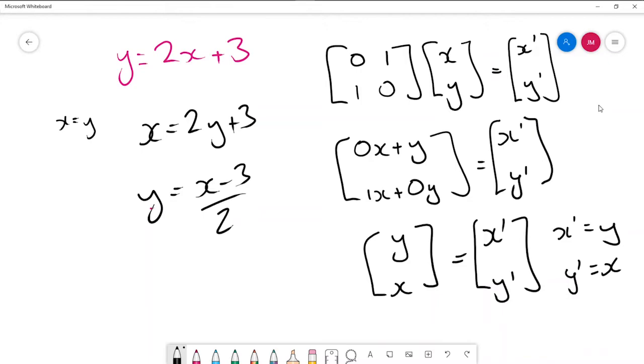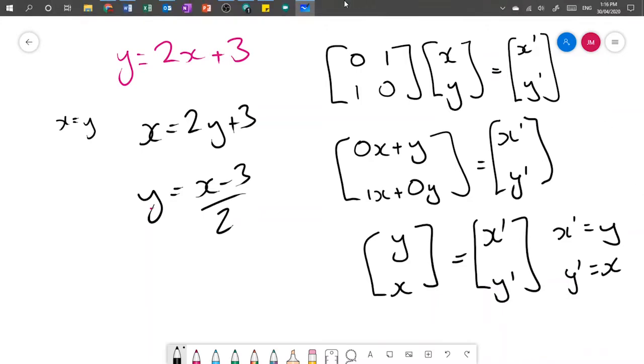So if you want to reflect a function in y equals x, then we can multiply it by the matrix (0, 1, 1, 0). And let's look at a couple of examples where this reflection is occurring alongside some other transformations. Alright, let's look at question 3 first.